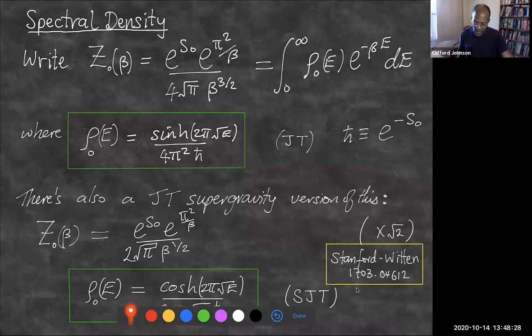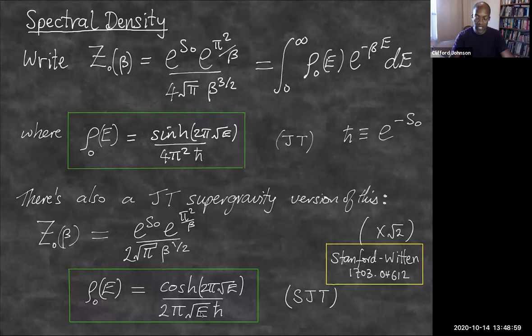There is a super version of this, a JT supergravity version, which I will focus on a lot in the later parts of the talk, because in some sense they have better non-perturbative behavior, and so it'd be easier to capture some of those in a quick talk. And this looks like this. Instead of a hyperbolic sine, I have a hyperbolic cosine, and crucially I have outside a 1/√E as well, and that will be important in what is to come.